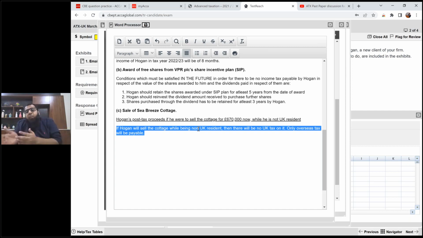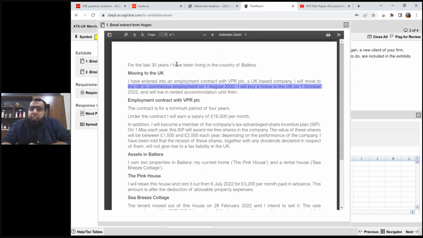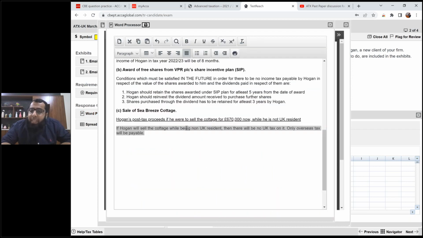Because he's been non-UK resident for the last 30 years. If you look at the question, he has been non-resident for the last 30 years. He has been living in the country of Baltira. So if Hogan sells the cottage while being non-UK resident, there will be no UK tax on it. Only overseas tax will be payable.